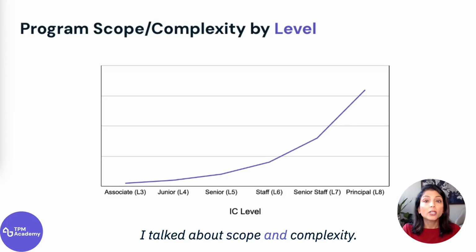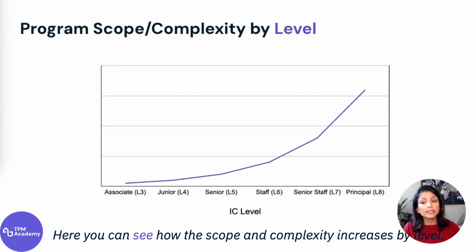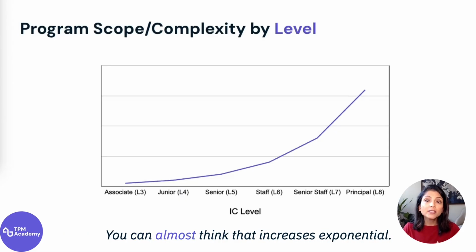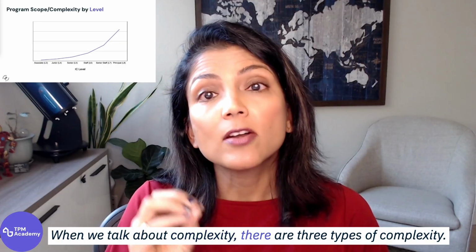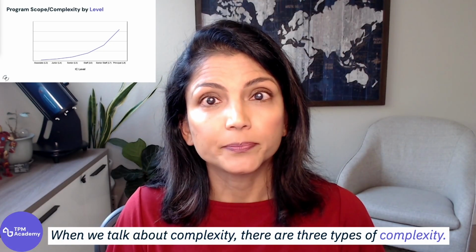Now, I talked about scope and complexity. Here you can see how the scope and complexity increases by level. You can almost think that increase is exponential. When we talk about complexity, there are three types of complexity.